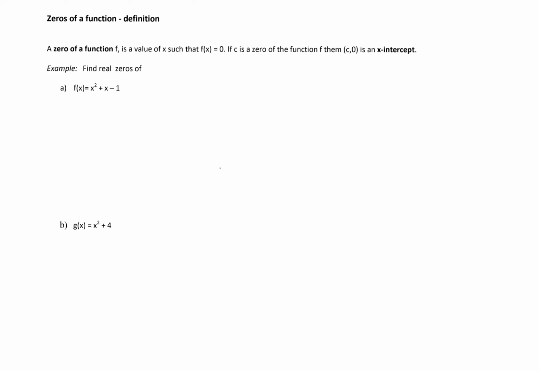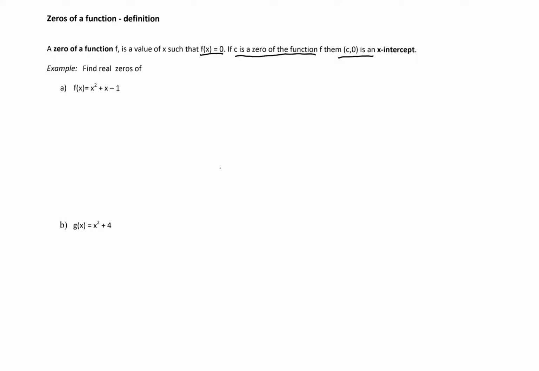A zero of a function f is such a value x for which f of x is equal to 0. So x is a zero of a function if it makes the value of the function, or y, 0. And therefore, if c is a zero of the function, then (c, 0) is an x-intercept for that function. Let's look at two examples.